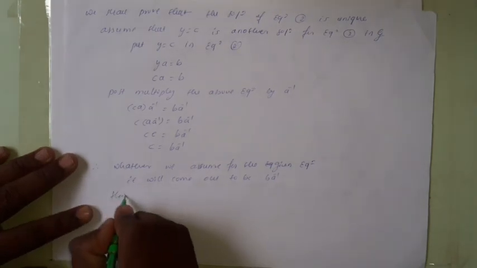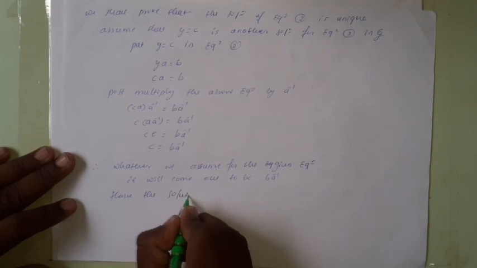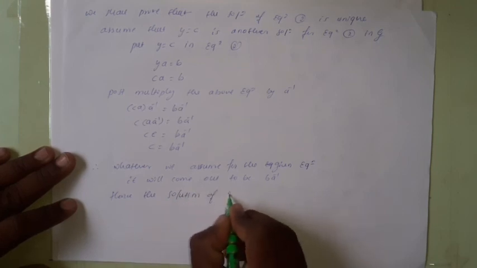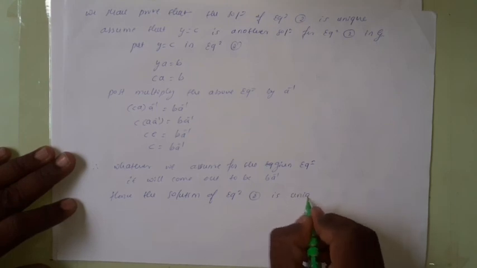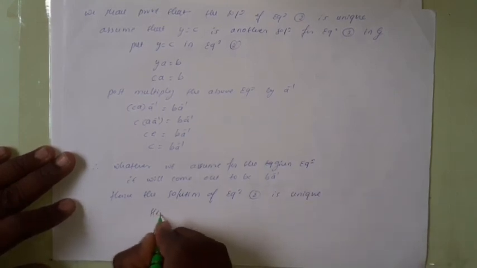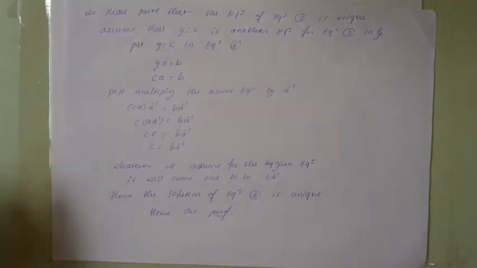Hence the solution of equation 2 is unique. Hence the proof. So therefore here we have proved that for both the equations Ax equal to B and Ya is equal to B, we have solutions in the group G and they are unique.